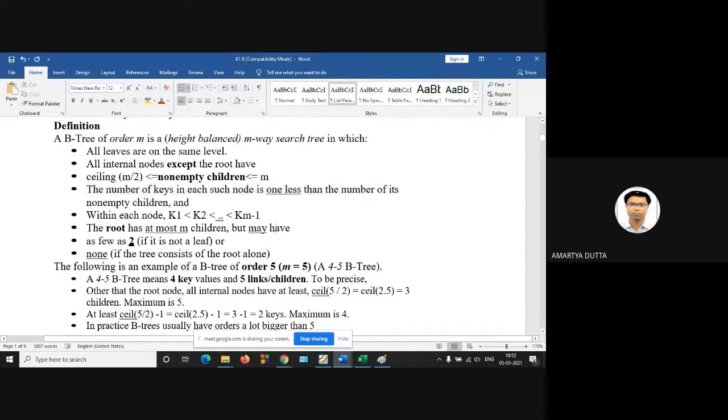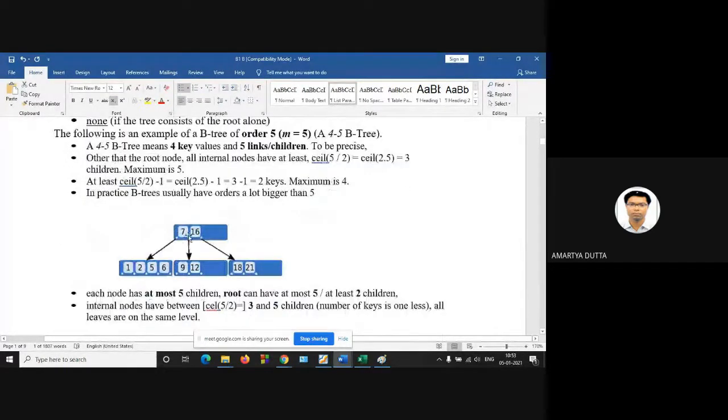And within each node, the keys are arranged in ascending order, such that K1 is less than K2, which is less than up to K m minus 1. So these are the keys. Just like 7 is less than 16. So 7 is K1, 16 is K2.